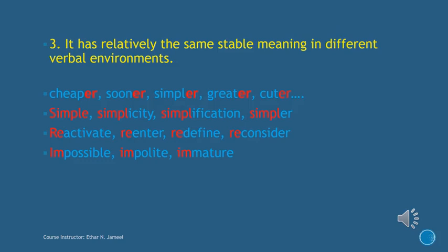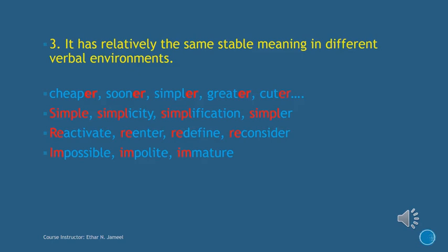The third criterion of identifying and defining a morpheme says that a morpheme has a relatively stable meaning in different verbal environments. Stable meaning means fixed meaning. It means that a morpheme keeps and retains its meaning in all of the words that contain it. So the morpheme does not change its meaning. It has the same meaning in all of the words that contain this morpheme.